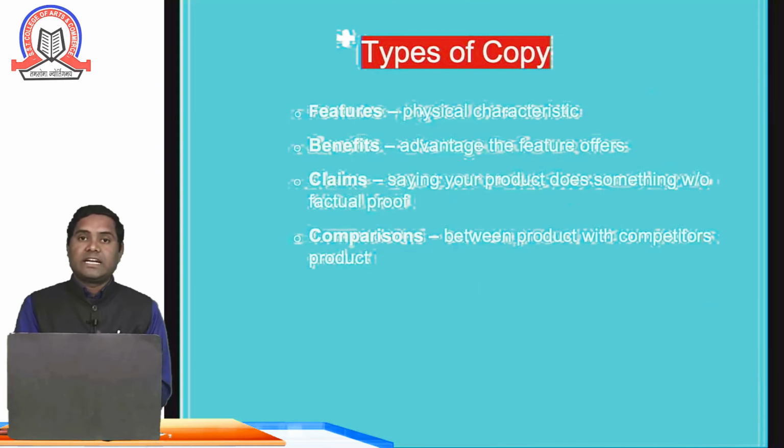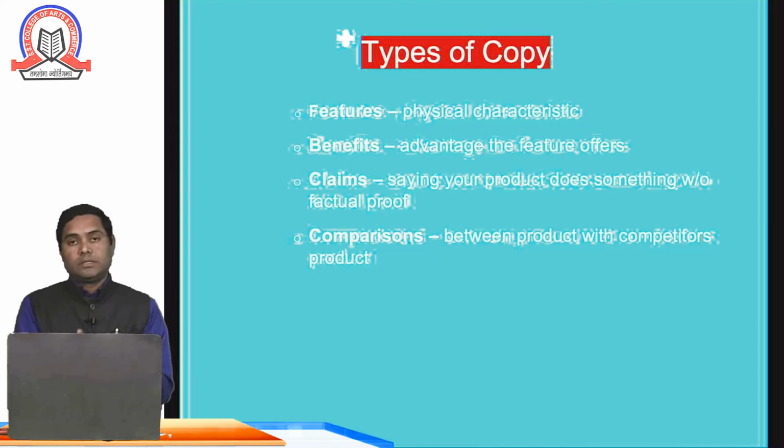Okay. Then there are different types of copies. Some copies focus on features of the product. Here the physical characteristics of the products are explained. Sometimes they focus on the benefits, that is, how the customer is going to benefit if the customer uses that particular product. So advantages are given here. Then sometimes some products claim certain things without providing factual proofs, but they claim something. So these types of copies are called claim copy.